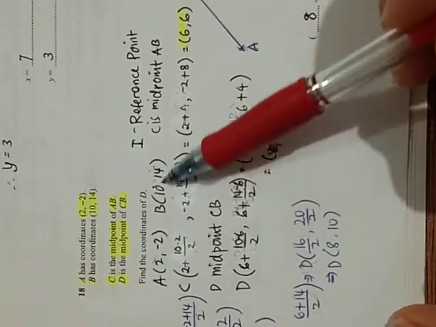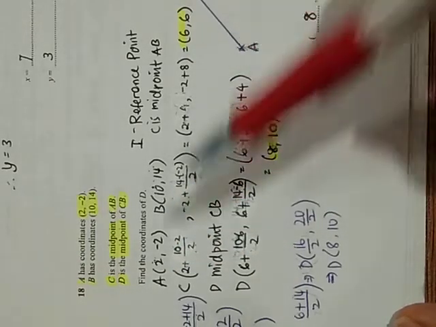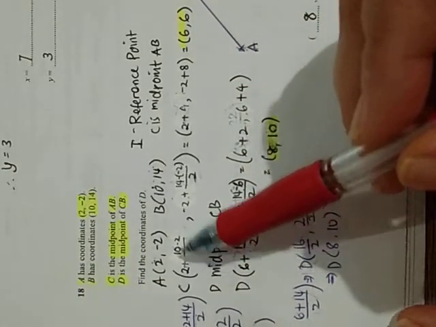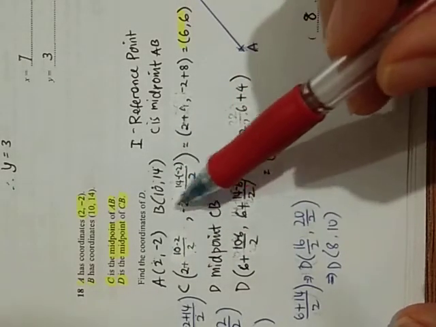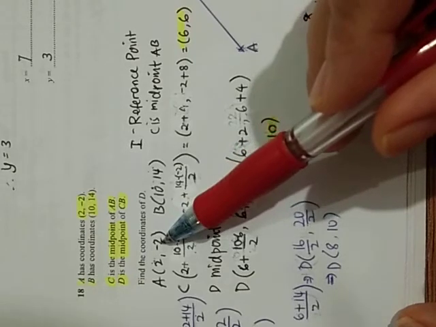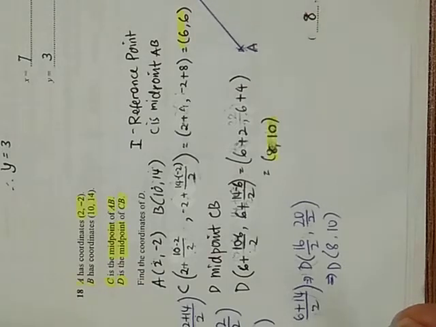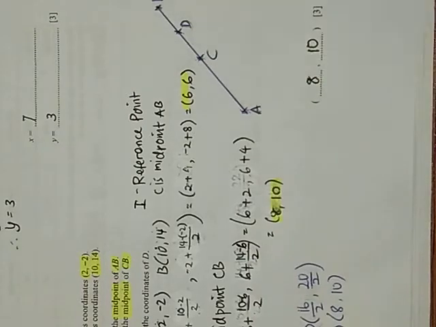So I wrote here, you can use A or B. I'm using A as my point of reference here. So basically, to find C, you use the point of reference, which is 2. You add the difference of this distance, divided by 2. Same thing for the y coordinates. I'm using negative 2 as my reference, and I add the difference of these two coordinates, divided by 2 to get the midpoint. That will give us 2 plus 4, and negative 2 plus 8, which is 6, as C.